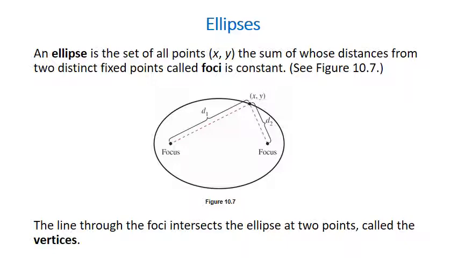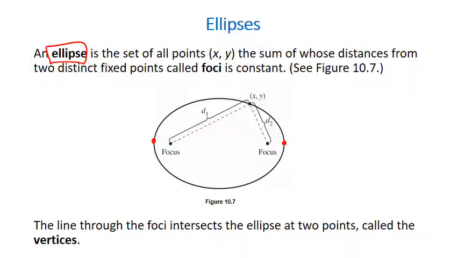An ellipse, as defined here, is the set of all points whose sum of the distances from two distinct fixed points is constant. These points are called the foci. Some people call it foci, foci. I don't really care. Tomato, tomato, as far as I'm concerned. The line through the foci intersects the ellipse at two points called the vertices. So these here would be the vertices.